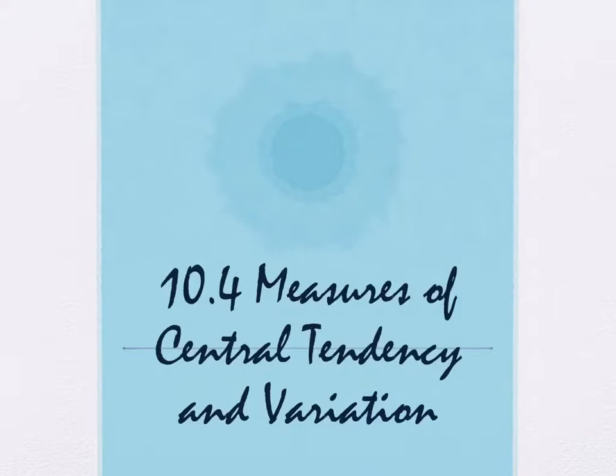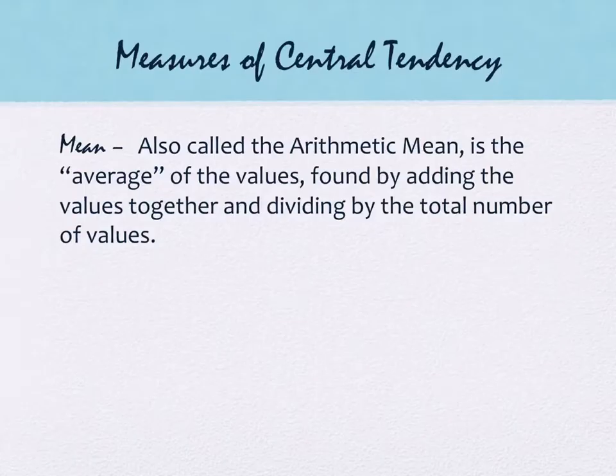So we're going to look at this now in terms of data and how that works. We're going to start today with the central tendency part. There are three measures of central tendency we're going to look at. The first one is called the mean. This is also called the arithmetic mean. It's what you probably mean when you say the word average.